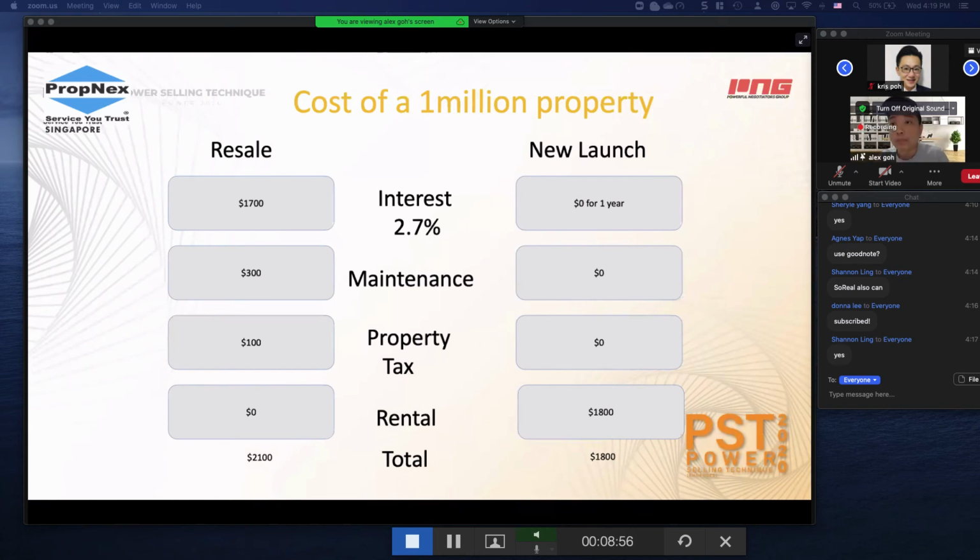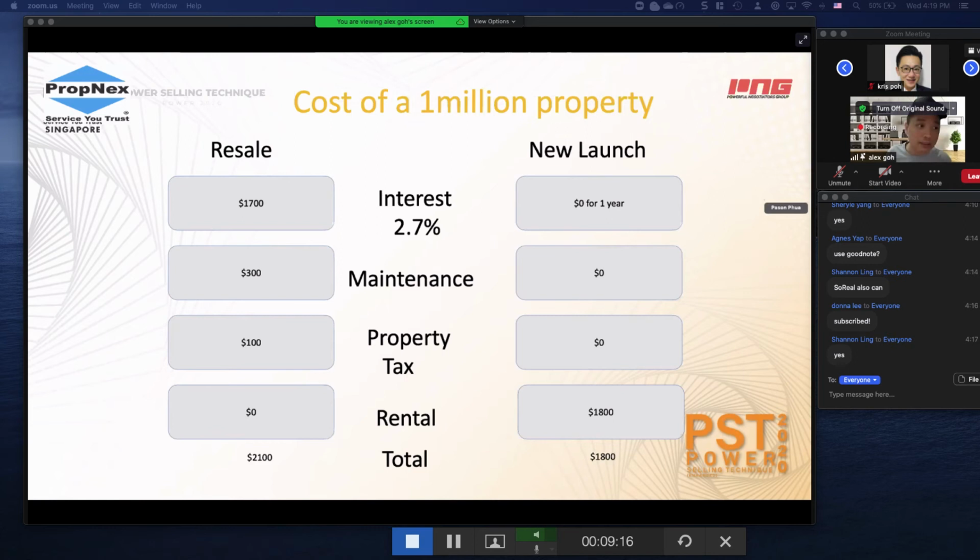Okay, so now I'm going into a 1 million property. Why am I going to a 1 million property? I want to go through the cost. The keyword here is cost, the cost of a 1 million property. Cost means this money will not come back, which means it's burned. It goes to the bank, it goes to the maintenance, it will never come back.